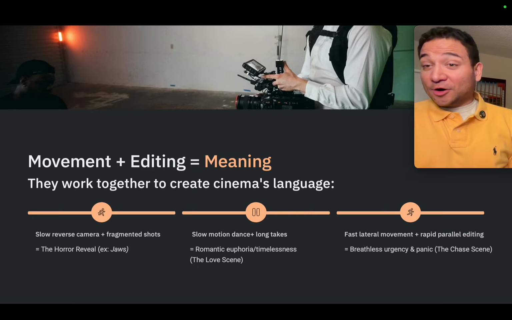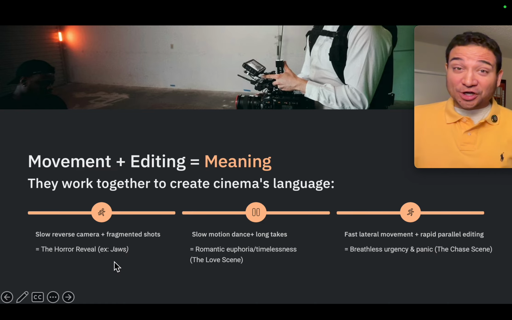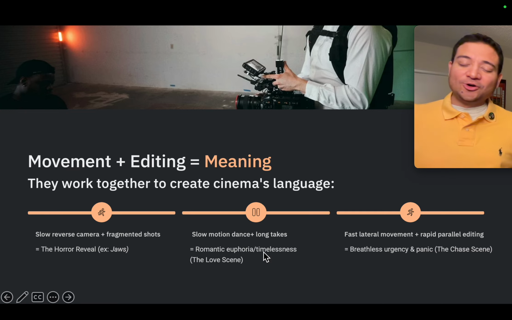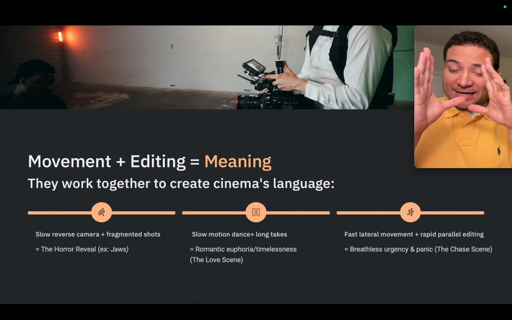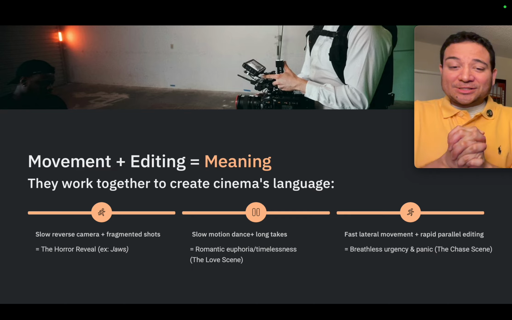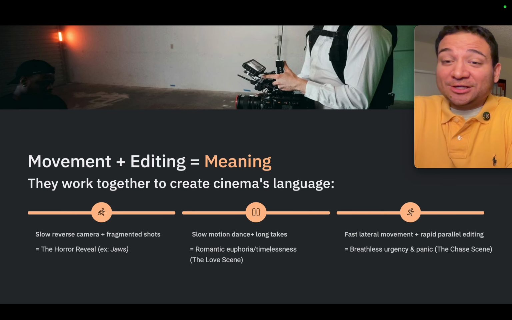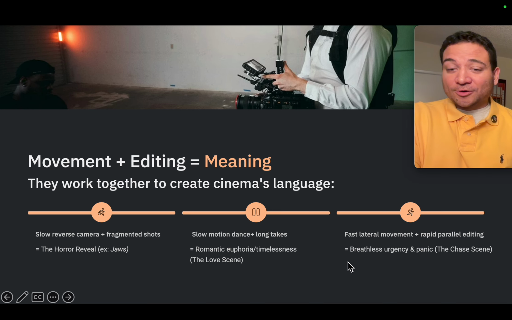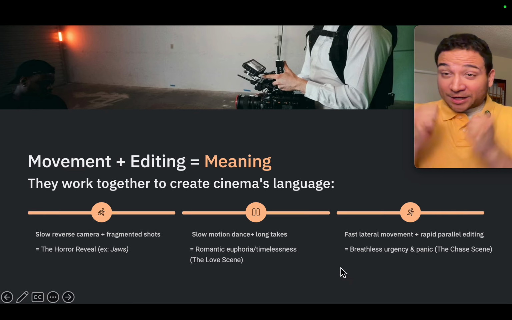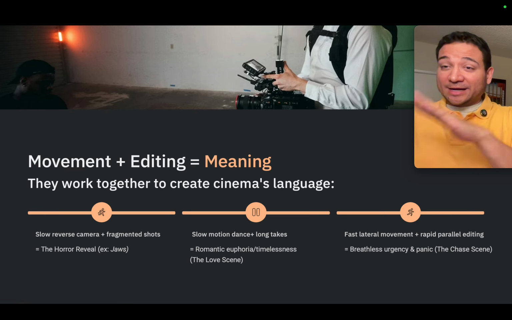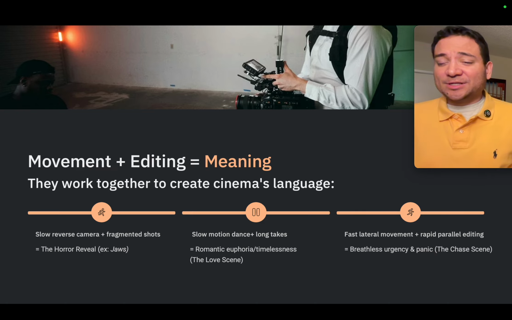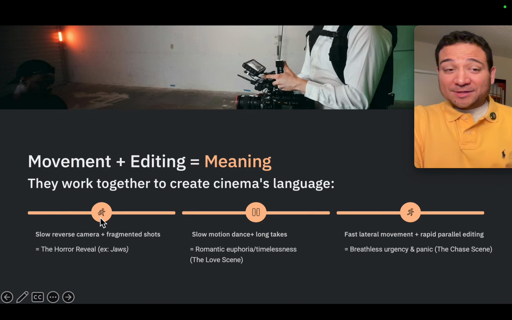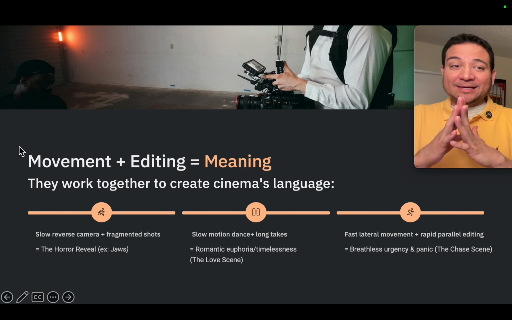And that is an example of the horror reveal. My mind just instantly goes to Jaws when we are getting a close-up of the shark, right? Or even something like a slow motion dance and long takes, when it's all shot at once. This is the love scene that we know, that romantic euphoria, romantic timelessness that we see represented in many films. Another one, of course, is when we see fast lateral movement or running blended with rapid parallel editing back and forth. There's a sense of breathless urgency and panic, and that's the chasing that we see so much in film. So these are some examples of how movement and editing create meaning.